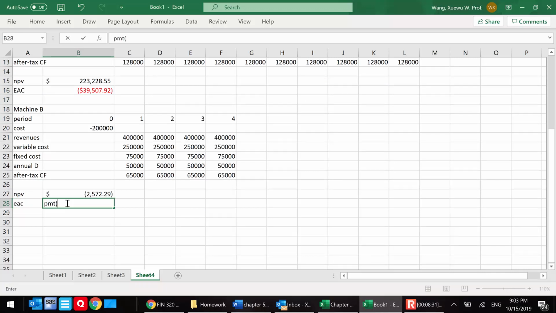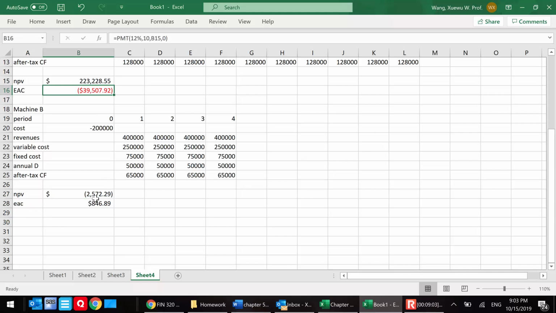Okay, now let's look at EAC for machine B. That's going to be the payment of, I'm missing the equal sign here. The rate is 12%, and it's for 4 periods, and present value is this number here, and future value is 0. So it's 846. But watch out for the signs here. This NPV is positive. This NPV is negative. So apparently you should go for machine A. You're dealing with a very good EAC or a very positive NPV.